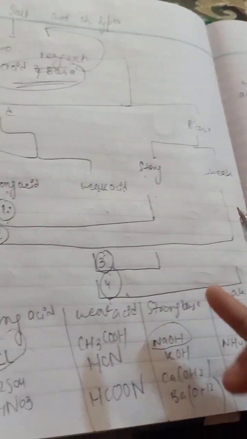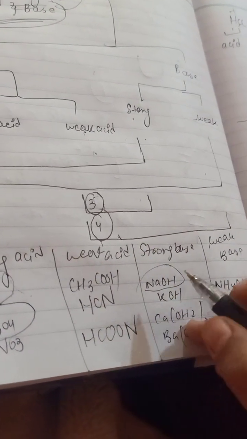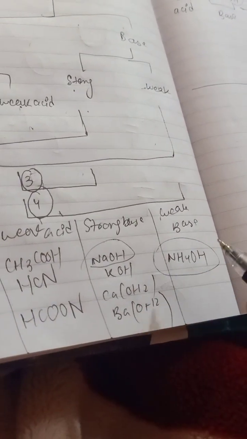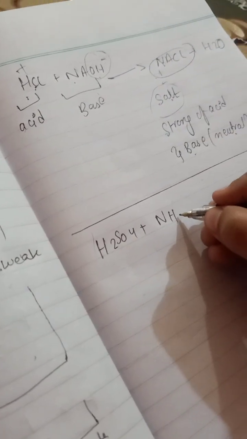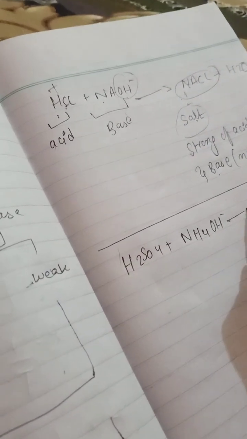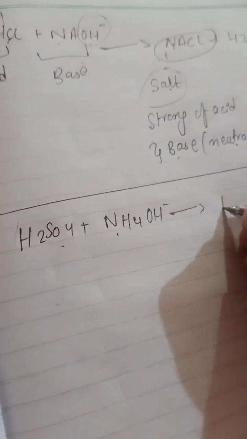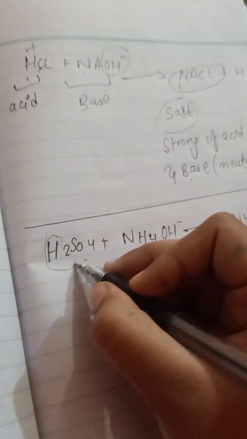Next reaction we are having is the strong acid with weak base. We are taking strong acid H2SO4, and weak base we are taking ammonium hydroxide. Let's do this reaction: sulfuric acid plus ammonium hydroxide. If we talk about the reaction, NH4 will react with the SO4, so we can write (NH4)2SO4 plus 2H2O, because two hydrogens are there. When hydrogen reacts with the OH, we will be having two water.